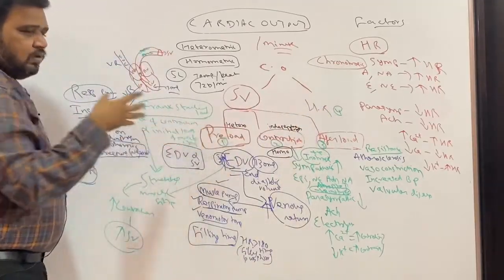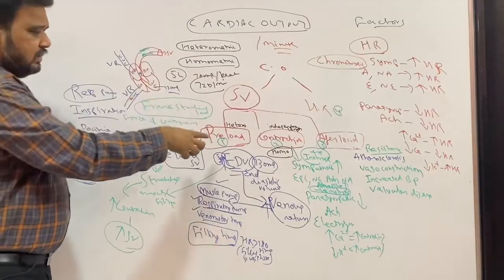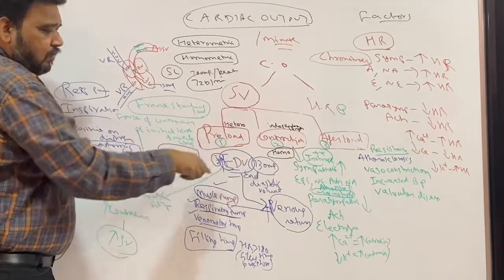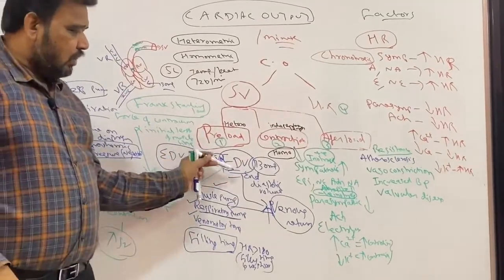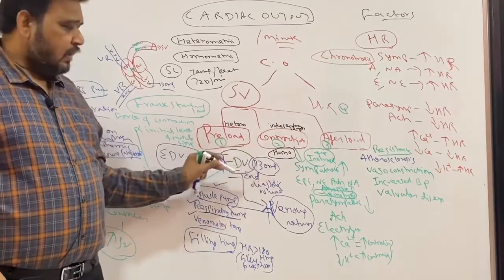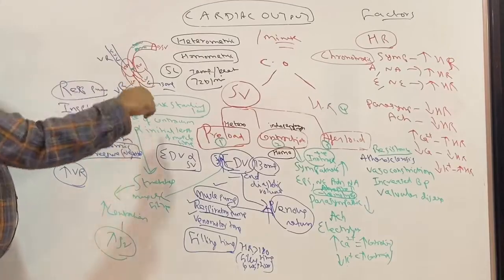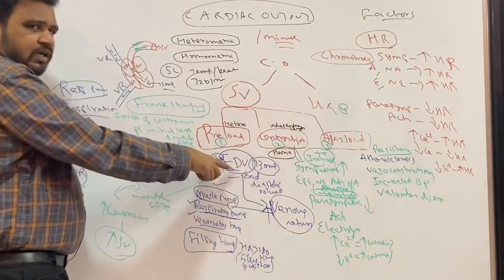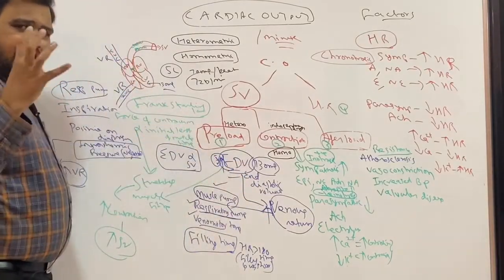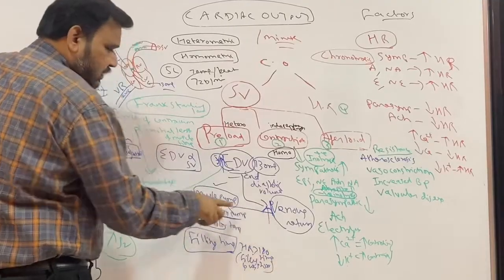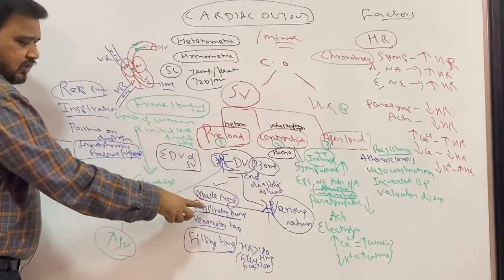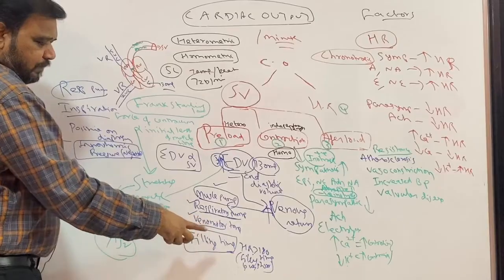For preload, whatever is going to come into the ventricles is dependent on end diastolic volume. So see here, end diastolic volume is 130 ml, and the factor helping the end diastolic volume is venous return. So whenever venous return is more, end diastolic volume will be more. What are the factors that influence venous return? I mentioned muscle pump, respiratory pump, venomotor tone, and filling time.